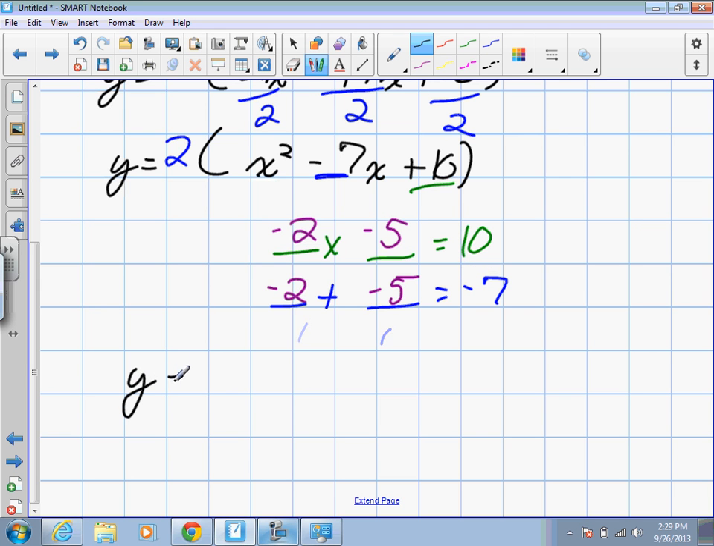So now that we've done this, our 2 still has to come down. We have to keep 2 outside the brackets. We set up our 2 brackets again. What's the first term in each of the brackets? x. That's right. And what will be the second term in each of the brackets? Negative 2 and negative 5. It doesn't matter the order for now.